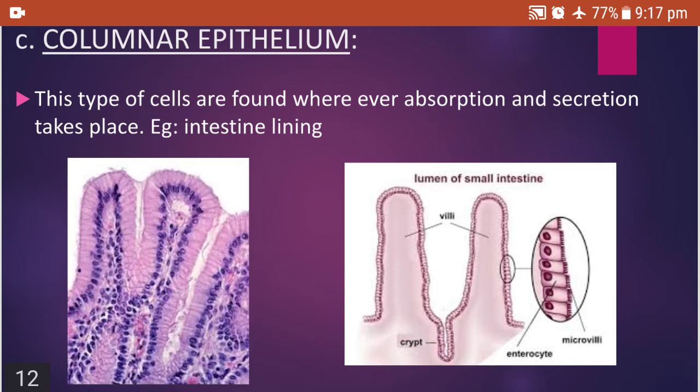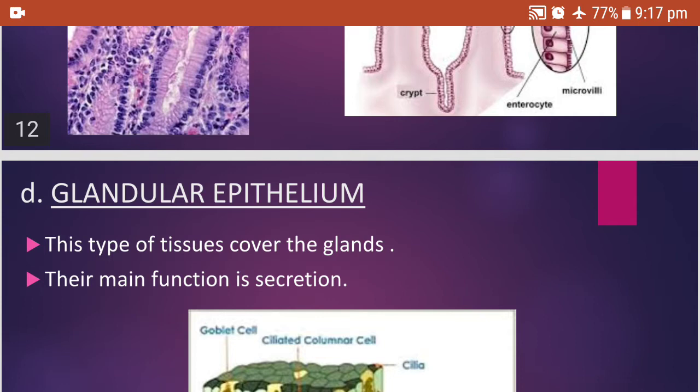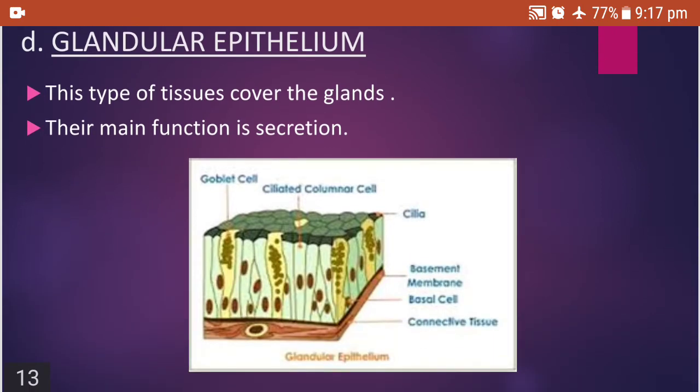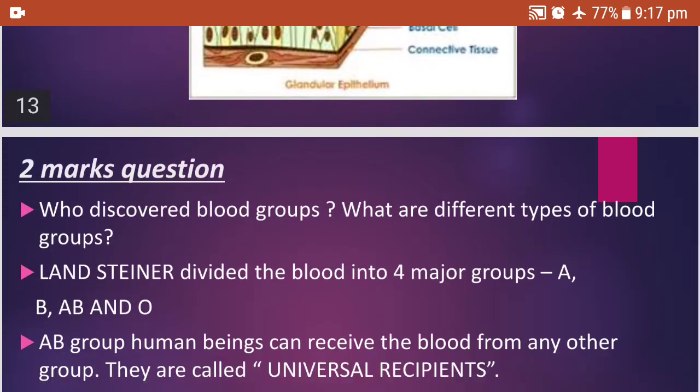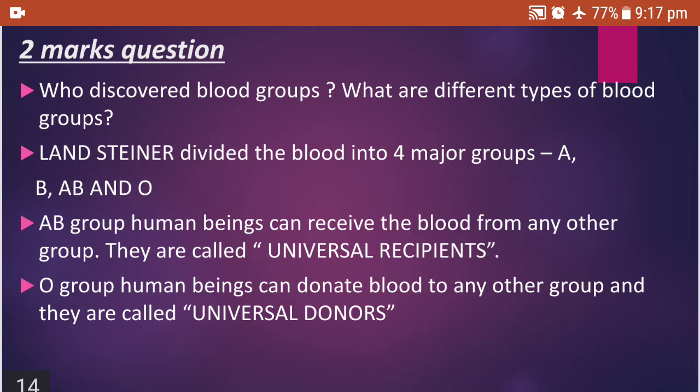Columnar epithelium. This type of cells is found wherever absorption and secretion takes place. For example, in the lining of the small intestine, where microvilli are present, these columnar and ciliated epithelium are found there. Glandular epithelium is a type of tissue that covers the glands. Their main function is secretion. They are mostly found in the glands which do the secretions. For example, sebaceous glands in the skin, mammary glands, etc.